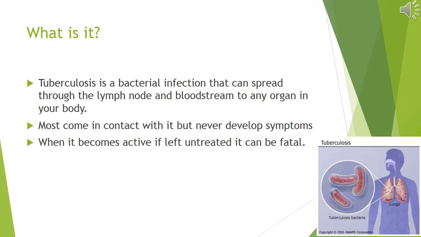What is tuberculosis? Tuberculosis is a bacterial infection that can spread through the lymph node system and bloodstream to any organ in your body, but it is most commonly found in the lungs. Most people come in contact with it but never develop the symptoms. It mainly becomes active in those with a weak immune system, such as HIV or elderly adults. When it becomes active, if it's left untreated, it can be fatal.